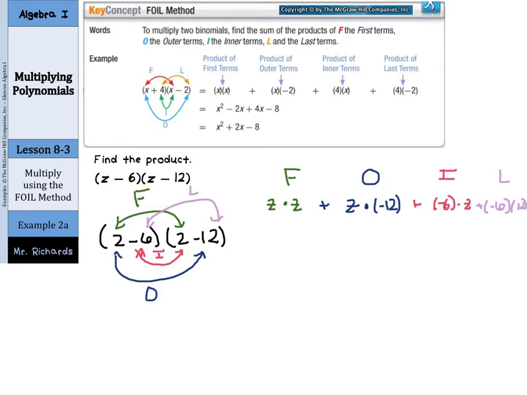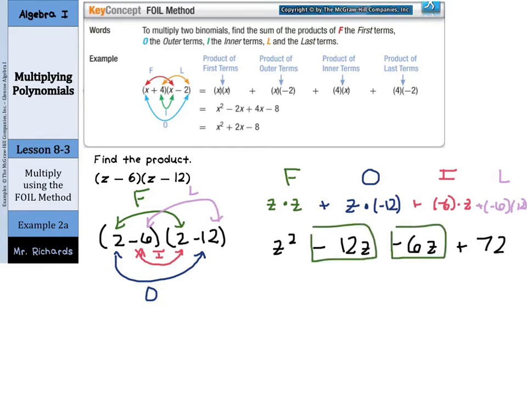And now we multiply and combine when we need to. Our first, z times z, is z squared. Z times negative 12 is a negative 12z, so we can write that minus 12z. Negative 6 times z is a negative 6z, so we can write that negative 6z. And then negative 6 times negative 12 is a positive 72. Now again, I can combine like terms. I have this negative 12z and this negative 6z. So now I can have my final answer of z squared minus 18z plus 72.